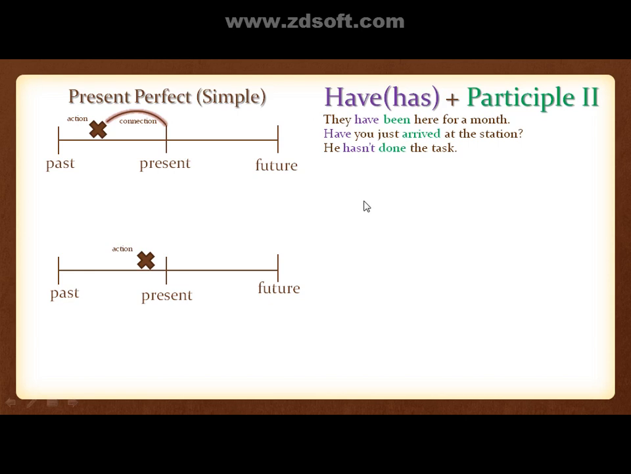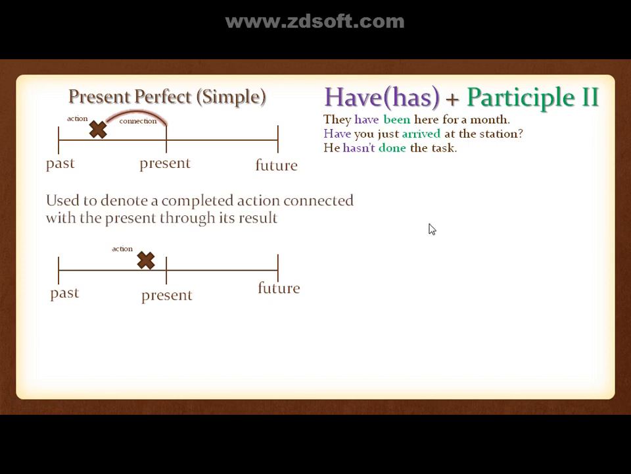Look at these examples. They have been here for a month. We use have because the subject is they, and the past participle here is been. In the question form, we begin with have or has. Have you just arrived at the station? In the negative form, we use not after has or have. He hasn't done the task.